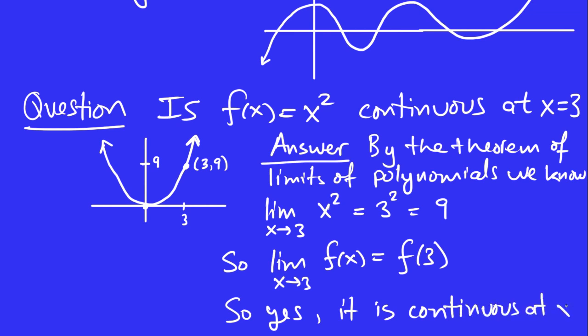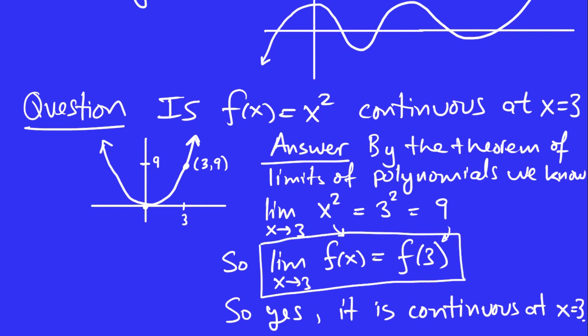Kind of a lot of writing, but that's really the mindset you should be going through, is that we evaluate the limit of the function at the number. How do we evaluate it? We use one of our limit theorems or limit laws that tells us when we have a polynomial, we just put the number in and we get 9. And that's the same thing as f of 3, right? And x squared is f of x. And so look what we have here. This right here is precisely the definition of continuity, right?